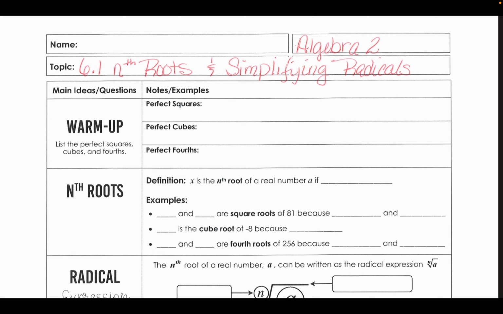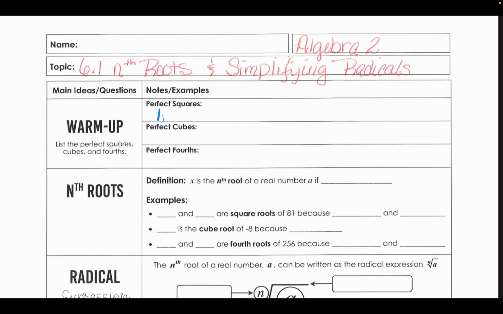Once again, these aren't things I'm asking you to memorize, but it is helpful to know how to generate a list and to recognize them. Remember, we can always generate lists by utilizing our calculator of doing 1 squared, 2 squared, 3 squared, or 1 cubed, 2 cubed, 3 cubed, or 1 to the 4th, 2 to the 4th, 3 to the 4th. So, perfect squares, we're going to do the first 10 of each of these.